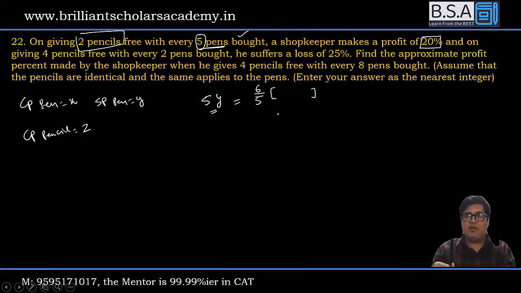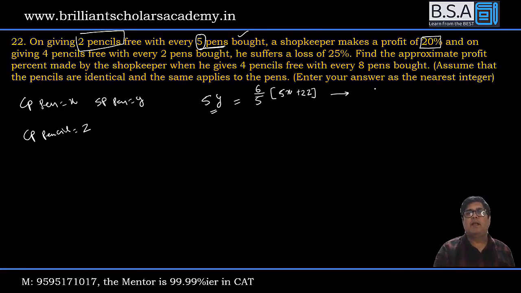Because I'm offering you two products, the cost for both will matter. How many pens? 5 pens. So 5x is the cost. How many pencils were given free? 2 pencils. So cost will be 2z. So by multiplying this, I will be able to read some equation. We'll do that.